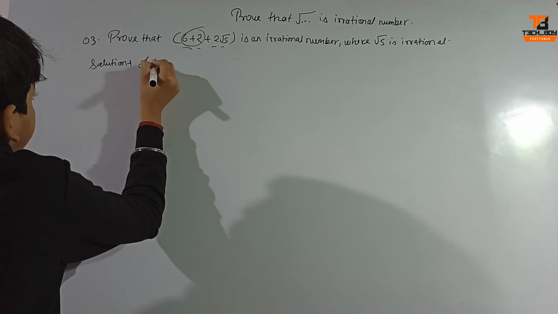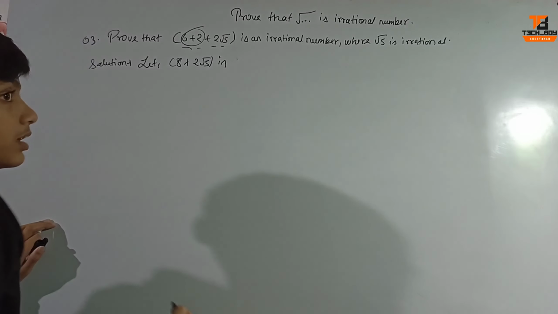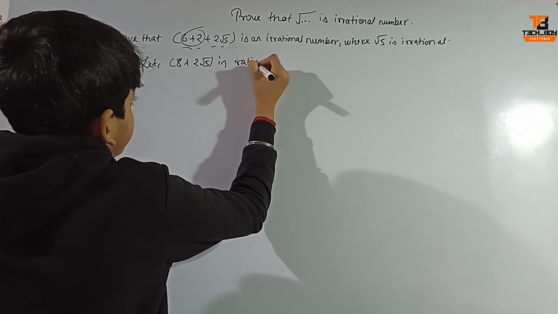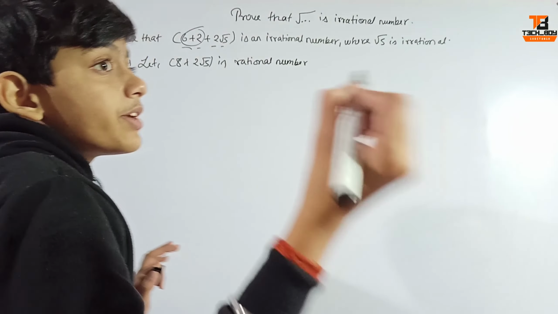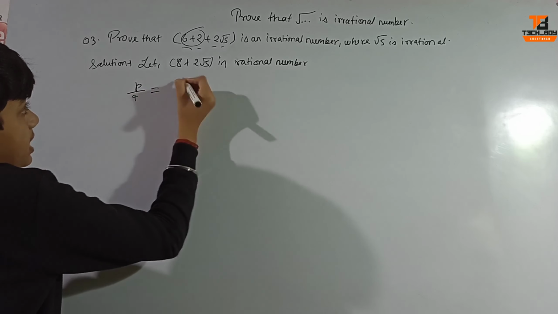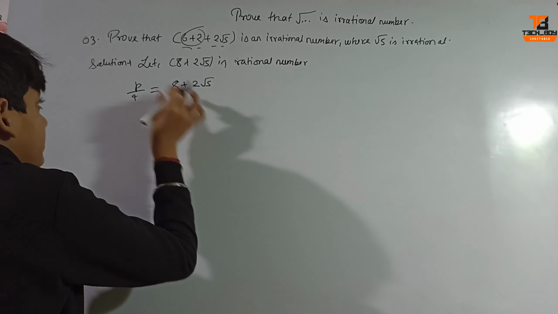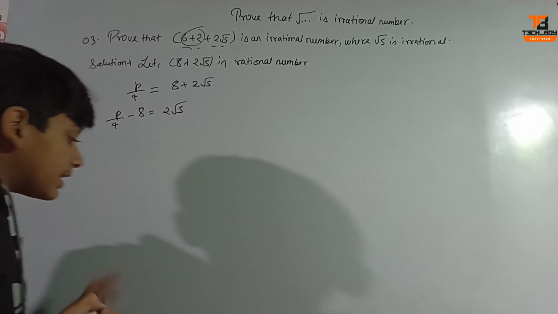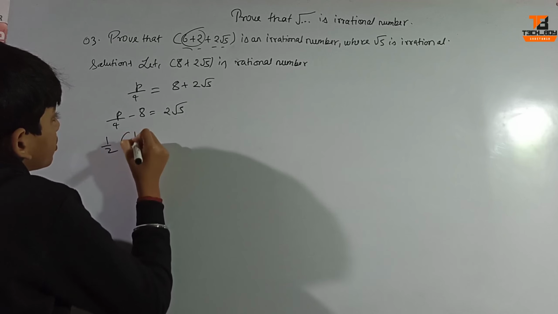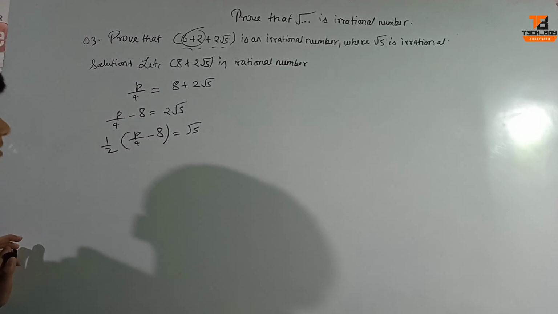Solution will be that let 8 plus 2 root 5 be a rational number. A rational number we can express in the form of p by q. p by q is equal to 8 plus 2 root 5. Because 8 is a rational number, we will transfer it here. Then p upon q minus 8 is equal to 2 root 5. And 2 is also a rational number, so transferring 2 also here. Then 1 upon 2 p upon q minus 8 is equal to root 5.